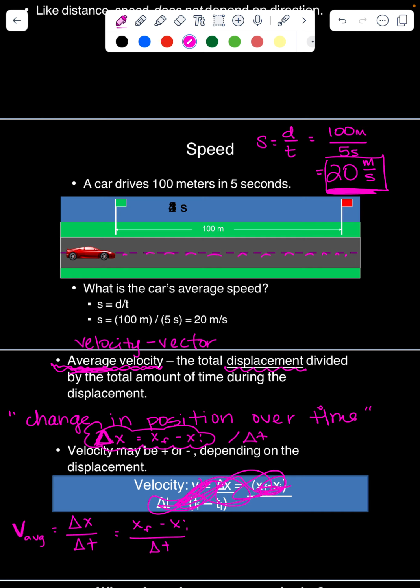If I give you, like I did on the slide before, that it happened in 5 seconds, well, that 5 seconds is our entire time interval. So that would be our entire delta t.